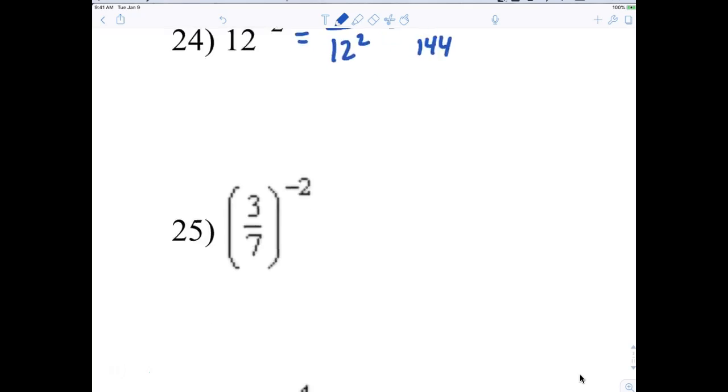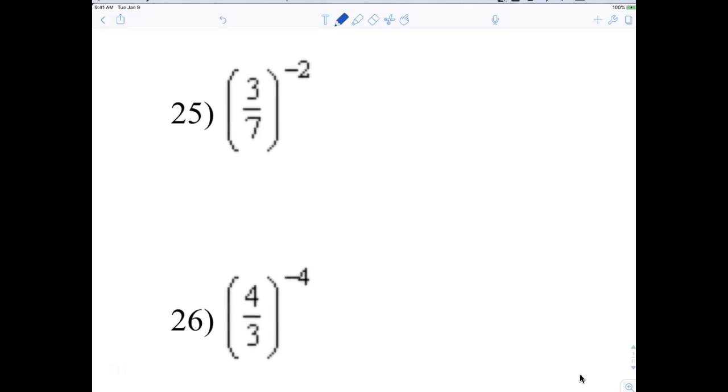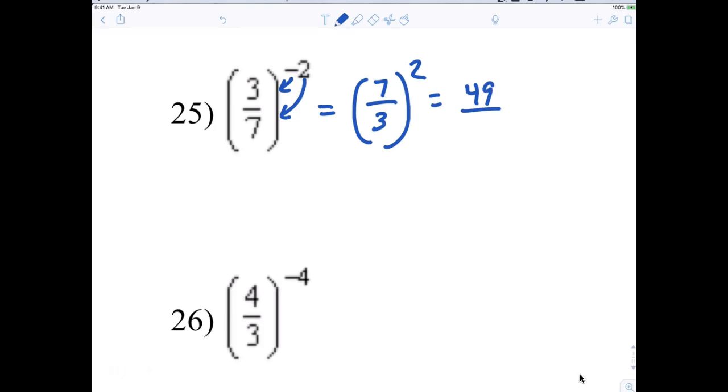Colin, what do I have to do with 3/7 to the negative 2? Now, keep in mind, both of these are being raised to the negative 2. So what do you have to do? Switch them. Thank you very much. So I want everybody to write 7 over 3 squared. Okay, and of course, Colin, the final answer would be 49 over 9. Thank you. Everybody good with this?